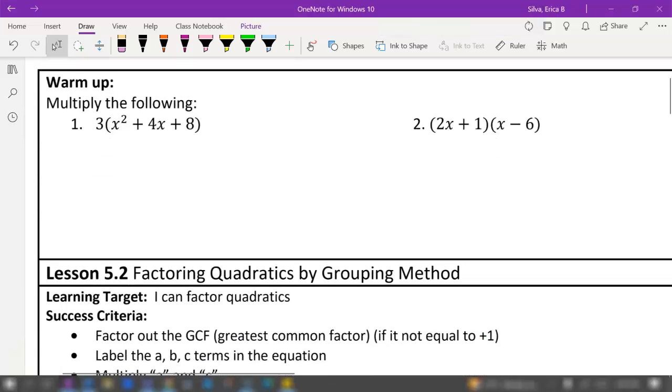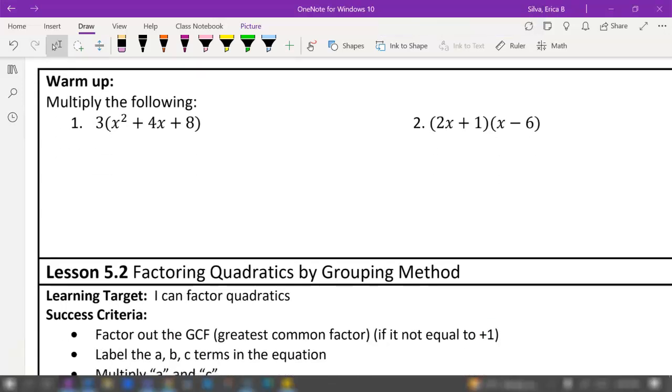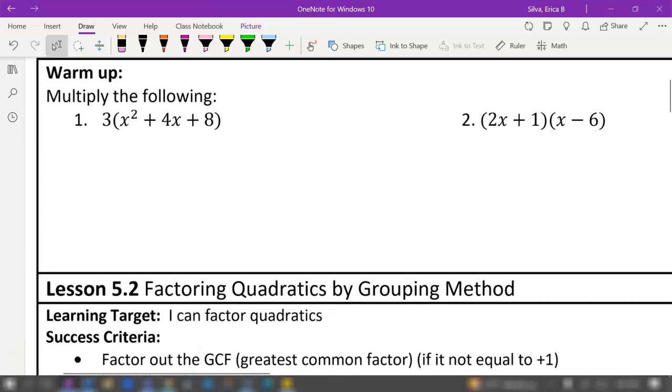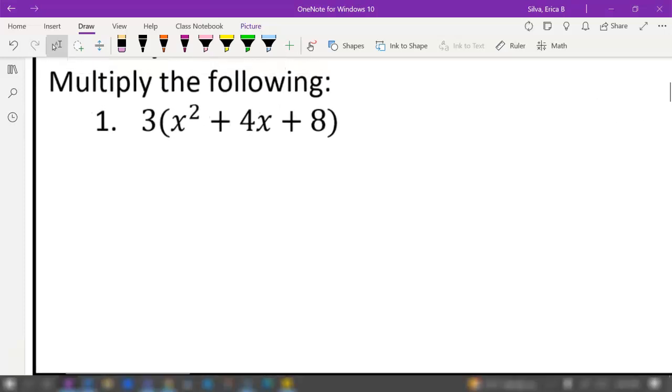For this lesson, we're going to be factoring quadratics using the grouping method. Last week and earlier this week, we solved by using the square root method. So not all problems can be solved by using the square root method. So we're going to use the factoring by grouping method in order for us to solve quadratics this way. But before we solve them, we have to know how to factor them. So that's what we're going to do today.